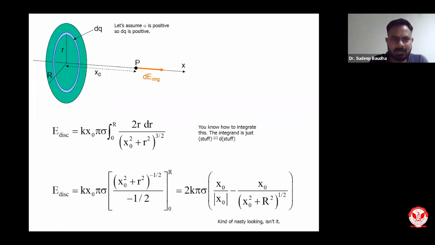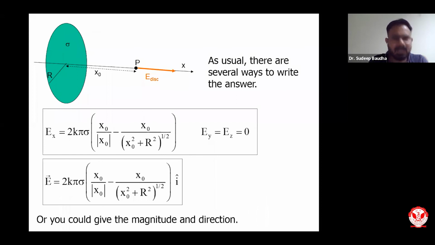Now let us go to different ways of writing. As I always recommend, you can write in different fashion. This is one way of writing: we have only the Ex component, and Ey and Ez components will be 0. Or you can write in terms of vector, where the i naught will indicate the direction of the field. This is what you can always write. I don't think there's much explanation in that, but still you can write it in this particular fashion too.